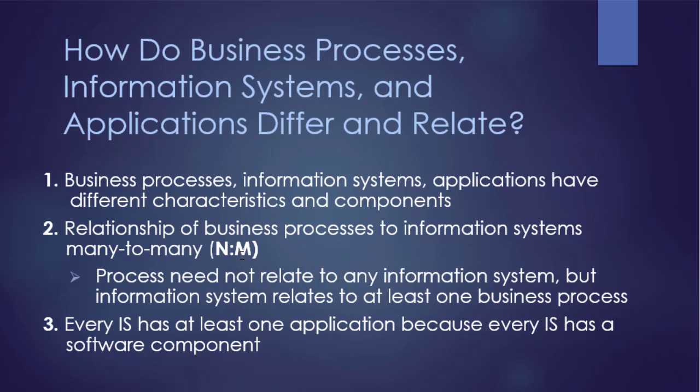Something that may be difficult to understand then is a process doesn't necessarily have to relate to any information system, but an information system relates to at least one business process. So an information system is a business process that you've automated somehow, or you've captured using that computer system. Now, you may still be doing something manually that hasn't been put into an information system yet, and so that process isn't related to anything.